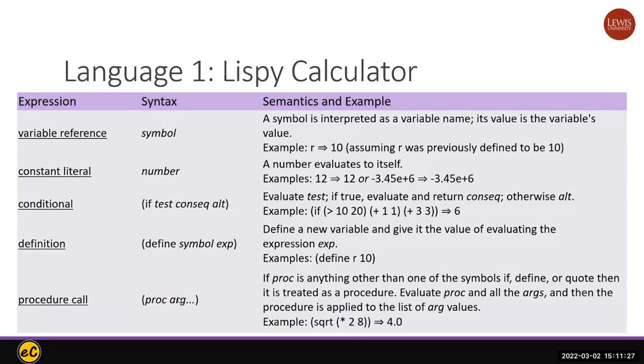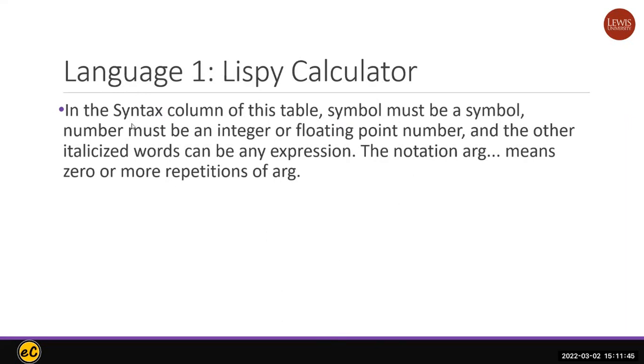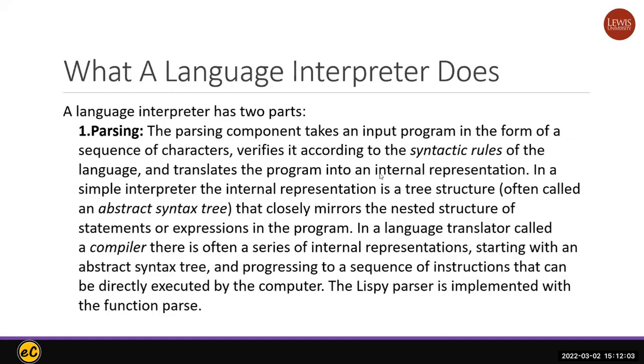2 atomic, and 3 forms: the if form, the define form, and the function call form. For function call forms, such as times 2 8, you get 2 times 8, and square root of times 2 8, you will have square root of 16, and you get 4. Okay. So in the syntax column of this table, symbol must be a symbol, number must be an integer or floating point number, and the other italic words can be any expression. And the notation of arg... means 0 or more arguments.